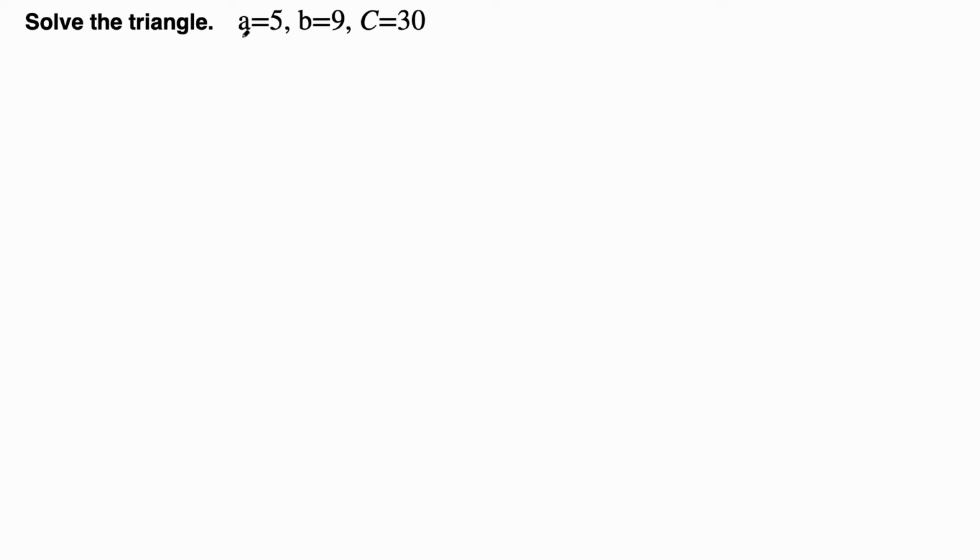Solve the triangle: a equals 5, b equals 9, angle C is 30 degrees, obviously. Let's draw a triangle. It does not have to be exact, just ABC. C is 30. A is 5, so side a is 5, b is 9. So what are we missing here? This angle, and this side.